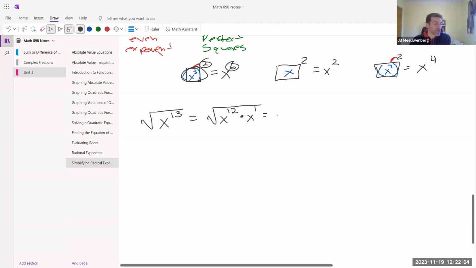Always. So that's going to give us the square root of x to the 12th times the square root of x, which is, what do we do to simplify this now? I said it a minute ago. The square root of any even numbered exponent is always going to be half. X to the 6th. And then it's followed by the square root of x.